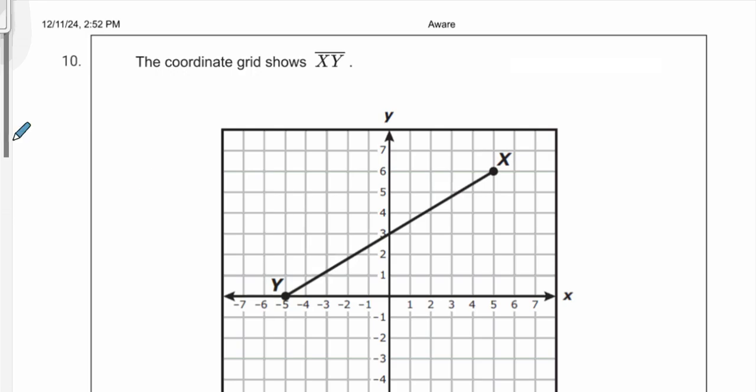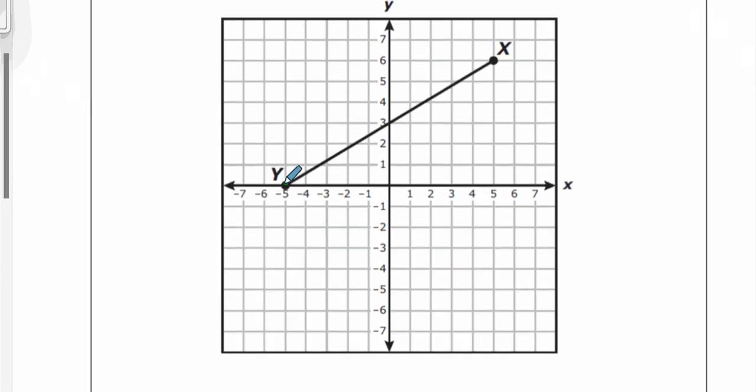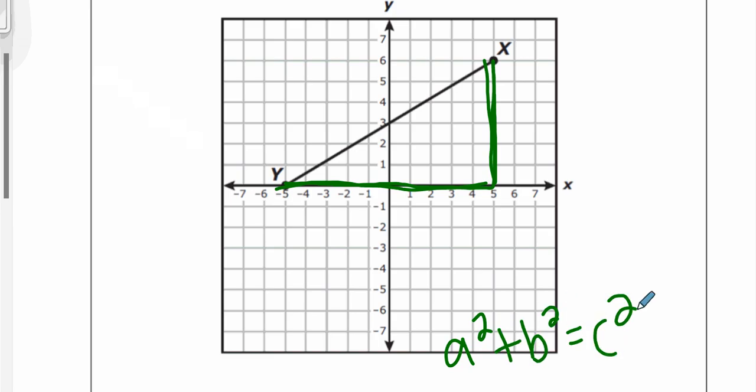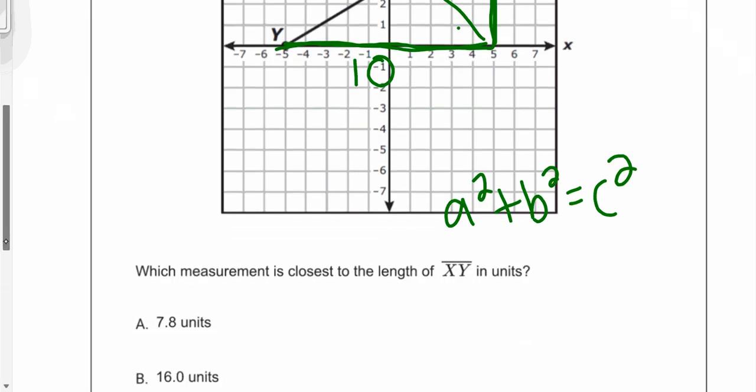Okay, number 10. The coordinate grid shows XY. Which measurement is closest to the length of XY in units? So I'm going to make myself a right triangle, and I'm going to use my Pythagorean theorem of a squared plus b squared equals c squared. This side has a length of 6. This side has a length of 10. I'm looking for my hypotenuse, which is my c.